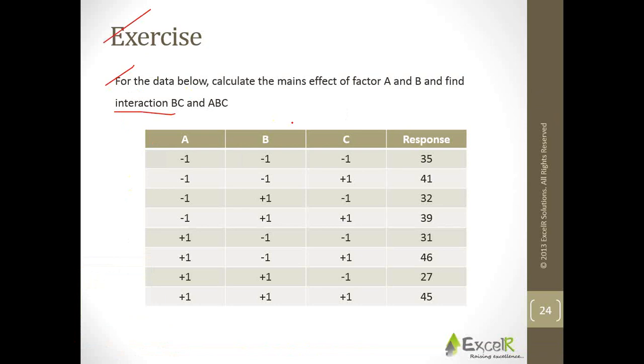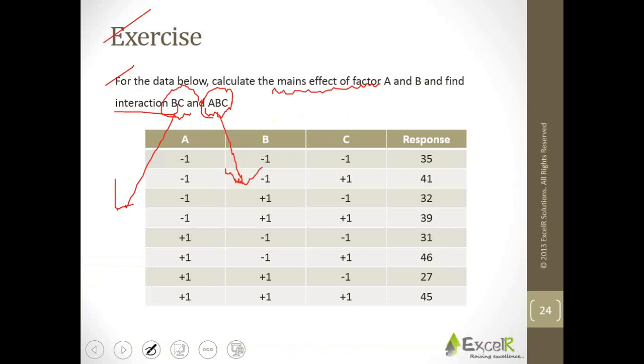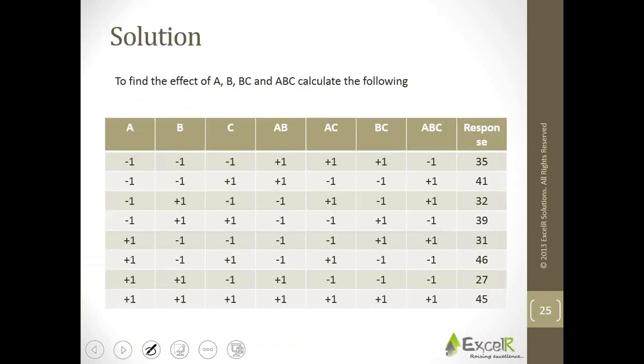For this data, the question is we will have to calculate the main effects of factors A and B, and also we need to find the interaction of BC and ABC. BC is a 2-level interaction, ABC is a 3-level interaction. Let us see how the table comes up. Here it is. To find the effect of A, B, C, BC, ABC, we need to calculate the following.